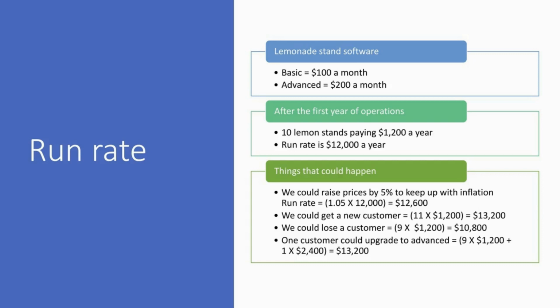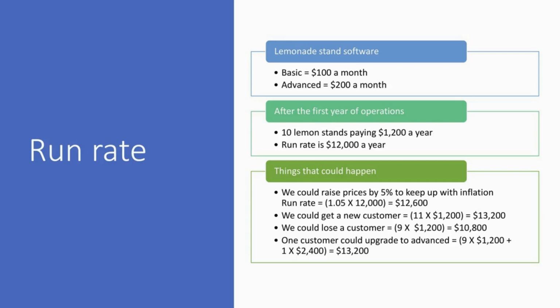Now, of course, things change. And here are some things that could happen. For example, we could raise our prices by 5% to keep up with inflation. If that was the case, then our run rate would go up by 5% to $12,600. We could also get a new customer, in which case we recalculate 11 times $1,200, and our run rate goes to $13,200. We could also lose a customer, and the run rate drops.